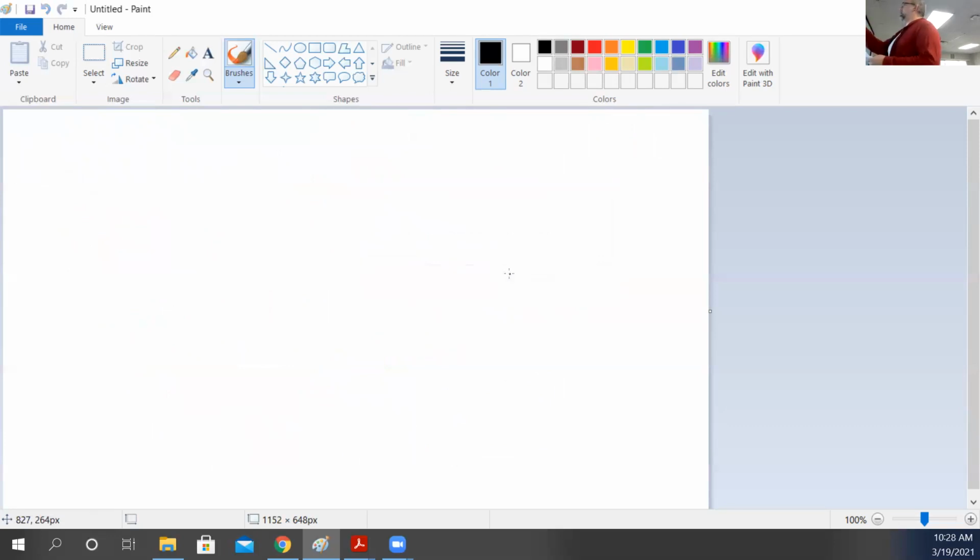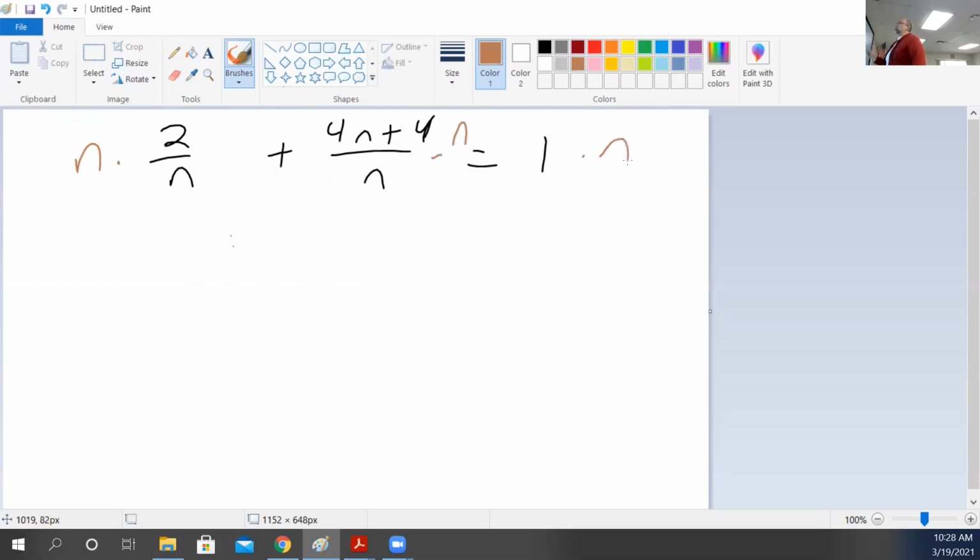All right. 2 over n plus 4n plus 4 over n equals 1. It's a 4, sorry about that. I only see one denominator here, so it's not too bad, hopefully, because we're going to multiply everything times n. So n times 2 over n will cancel there. We got left is the 2. N and n cancel. What we got left on top is 4n plus 4. And 1 times n is just n.